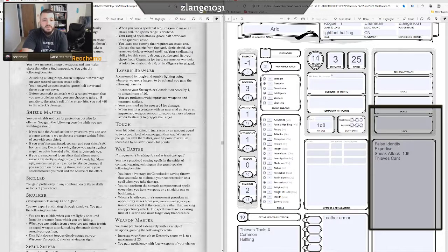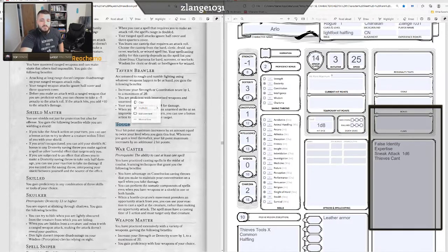And before you make an attack with a ranged weapon that you are proficient with, you can choose to take a -5 penalty to the attack roll. And if you hit, it does 10 extra damage. Right now, my ranger has a +10 to all of his ranged attacks. I can take a -5, no problem. And then +10 damage with every shot. Does not bother me.